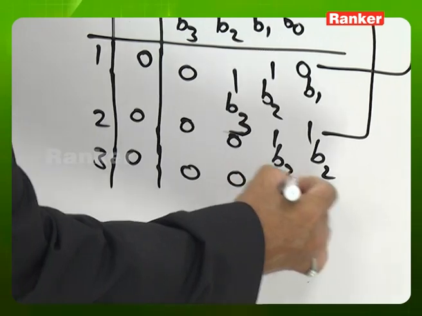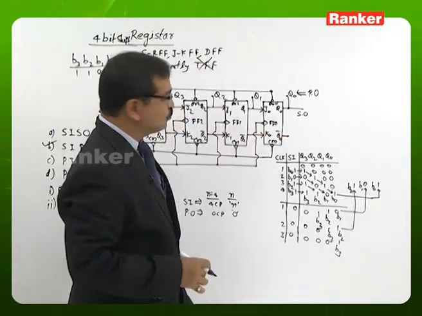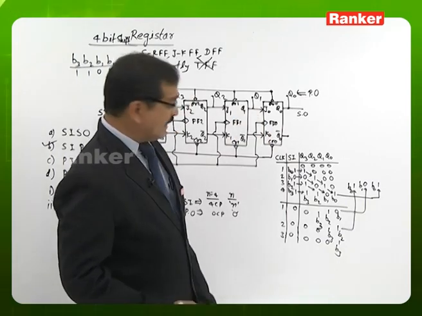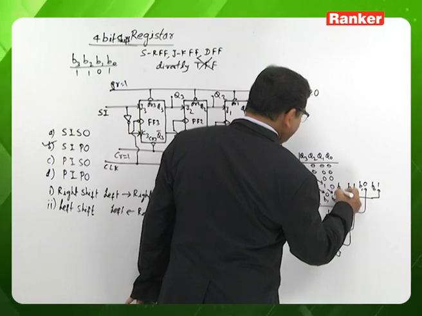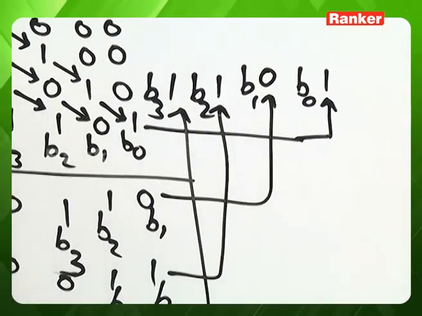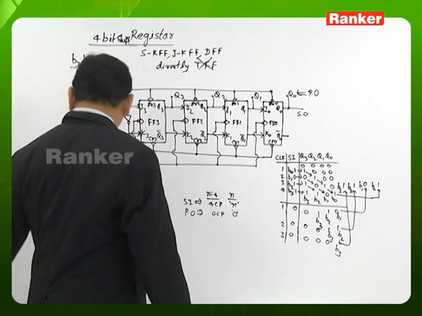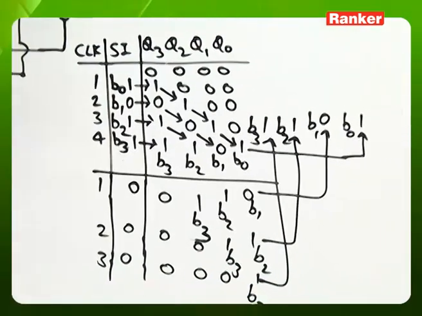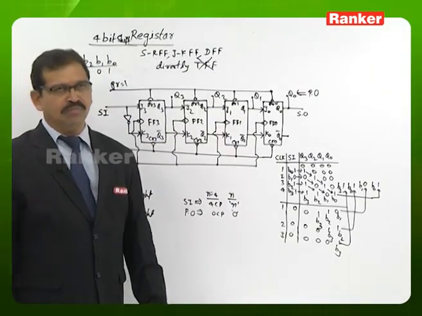With this, bit B3 is available in flip-flop 0, so from the serial output terminal we can access bit B3. So after 3 clock pulses, all the bits are available from the serial output terminal. And here we are reading only 1 bit at a time from the register. This operation is named the serial output operation.